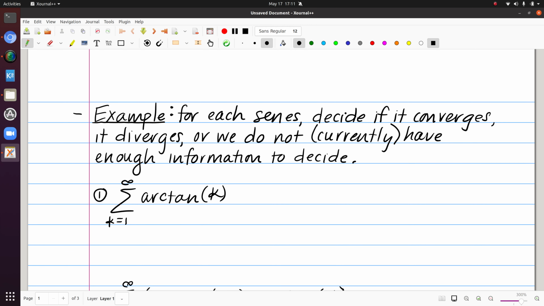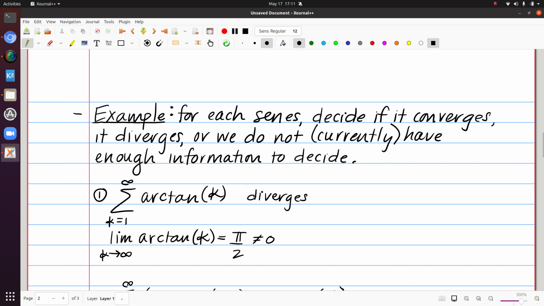However, I know that this has terms. So if I take the limit of arctangent of k, I'm going to get pi over 2. That is not 0. So this series diverges. And again, I want to say why it diverges. So certainly the limit is part of the work, but it diverges by the test for divergence. And our justification along with that is the limit that we found, and we've shown that it's not equal to 0.